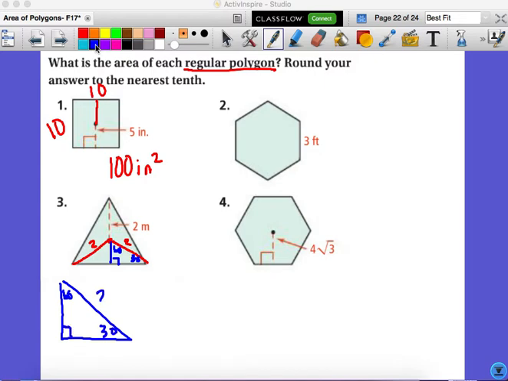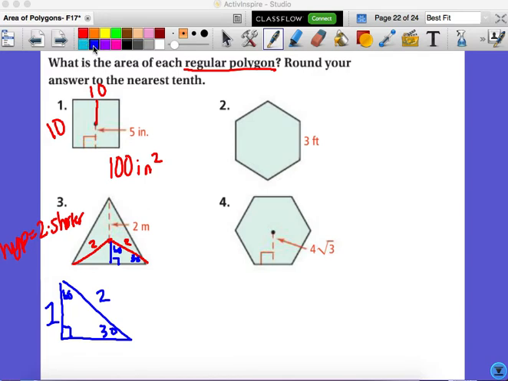I know my hypotenuse is 2, which means my shorter leg should be 1, because the hypotenuse is supposed to be double the shorter leg. So with that, I now know my apothem is 1. But I need to be able to find the perimeter of this figure.